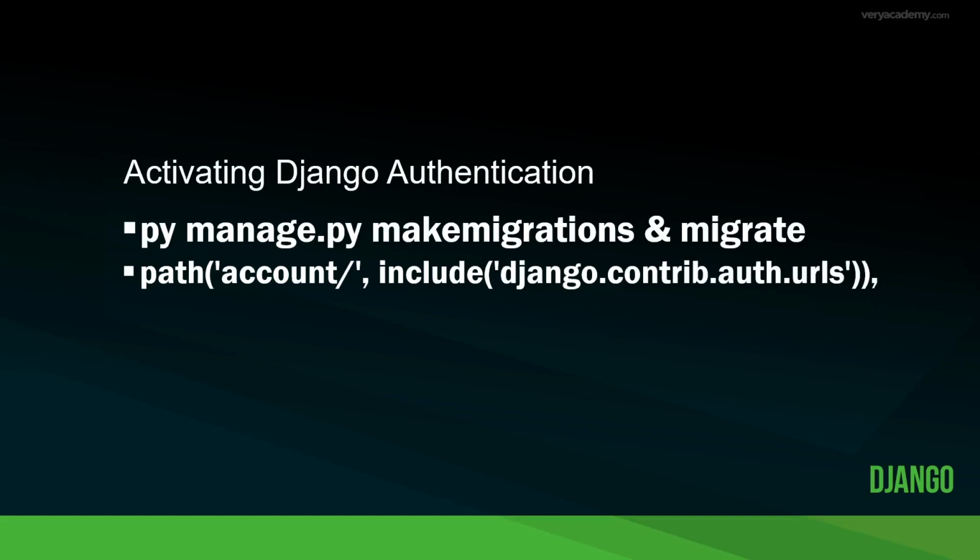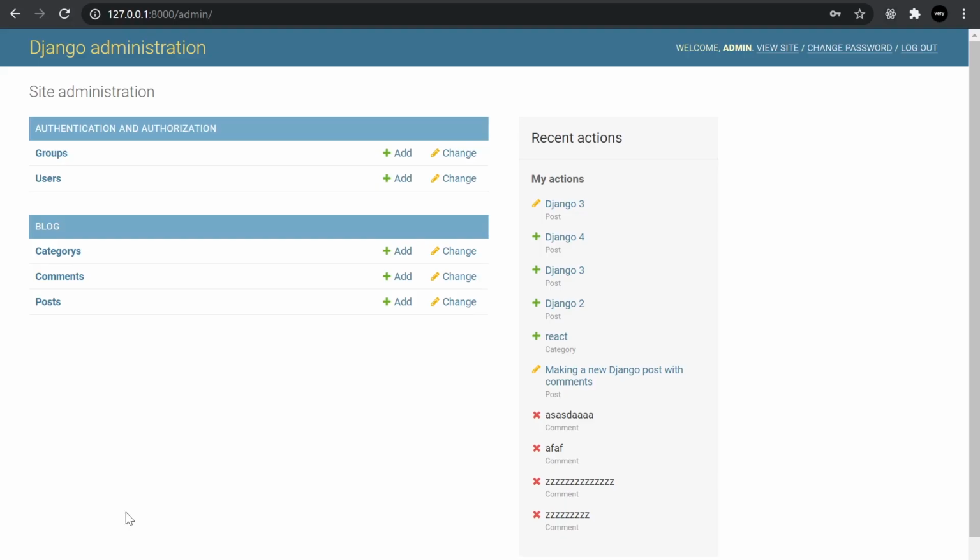We don't have to do anything to activate Django authentication. Simply by making an initial migration and migrate of the database at the start of the project, we create some simple tables that we can utilize to build upon when we're building an authentication system. If we go back into the admin area of our project, you can see that when we migrate our database initially, we have two new tables here, groups and users.